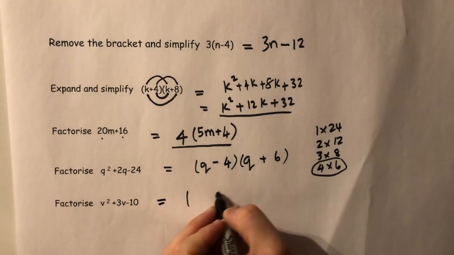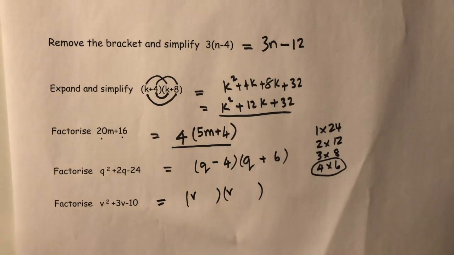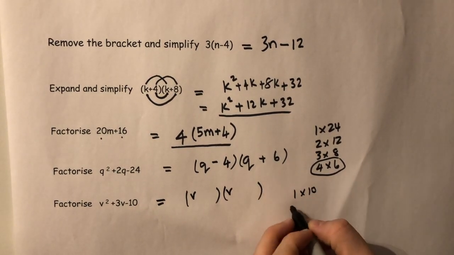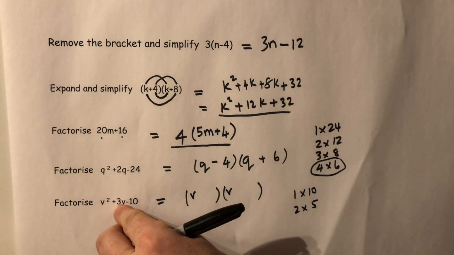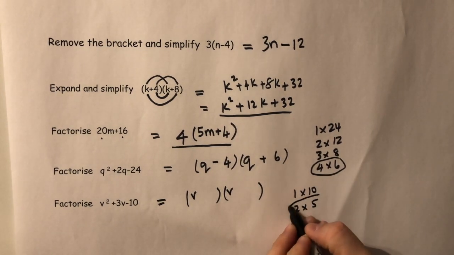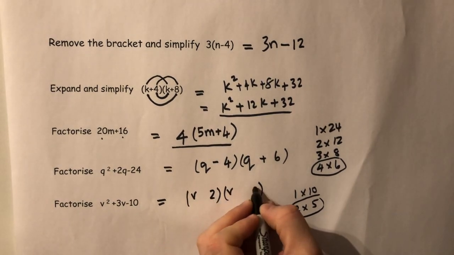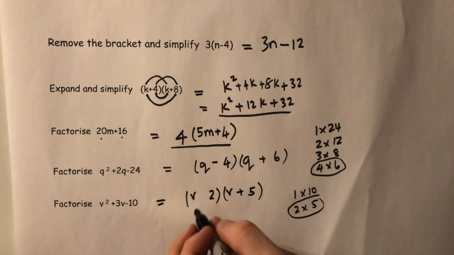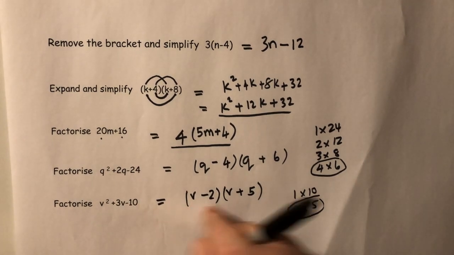Repeat again with this one. V squared, so V in there, V in there. Now 10, there's not as many options with 10. It can be 1 times 10, it can be 2 times 5. However, I want to get 3V from whichever 2 I pick. I can see that I can get 3V if I use those 2. So 2 times 5. If I make that a plus 5V, and if I take 2V, I'll get the 3V. Factorised.